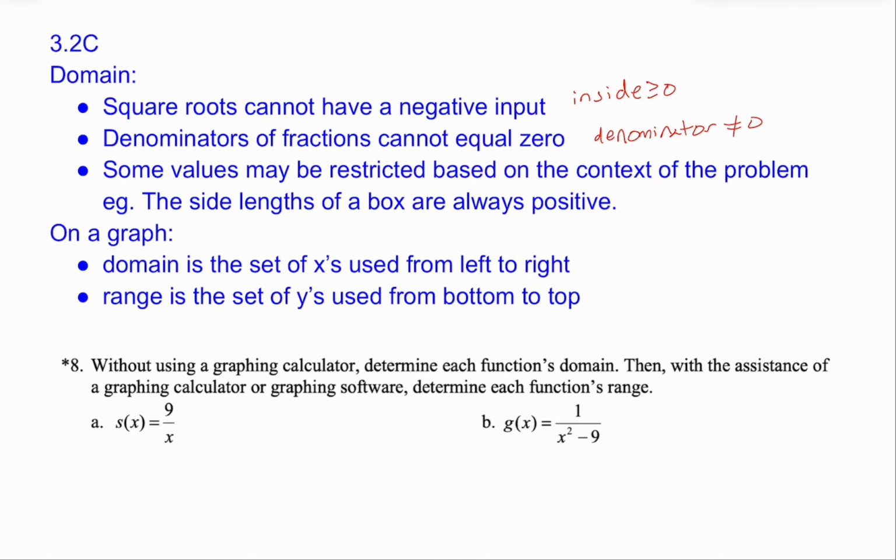Okay, so the main things to note: regular polynomials, you don't have to worry. It's all real numbers for domain unless there's a restriction of the problem, like our box problem. The size of the paper is going to restrict what we can do. The denominator of a fraction gets thrown out. Square roots can't have negative inputs. We really need a graph to find range, so please, when the problem says to use a graphing calculator, use Desmos.